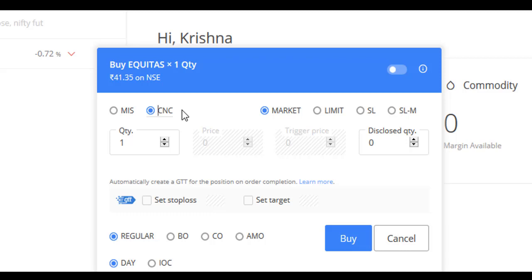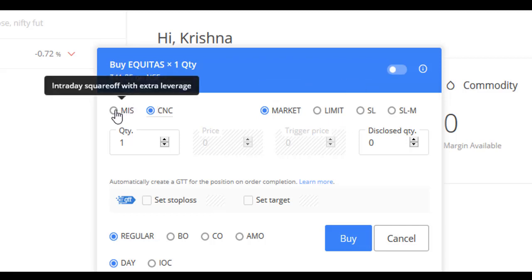In case you want to trade intraday using this without leverage, you can also trade, but you have to close the trades manually. You cannot wait for the broker to close your trades. So you can place a CNC order and do it as well using CNC. And next here come the order types: market, limit, stop loss, and stop loss M.